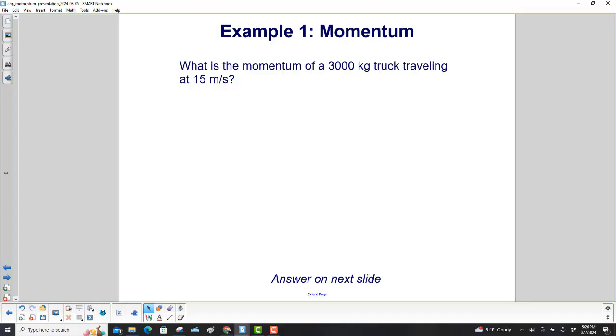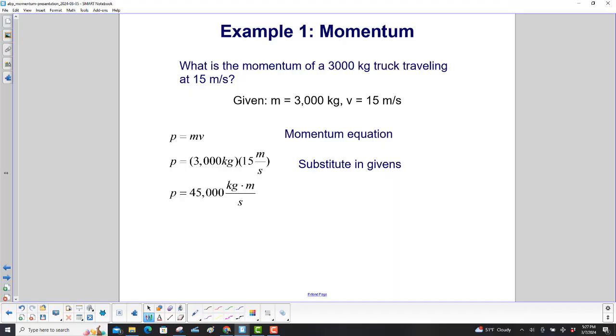Example 1, momentum. What is the momentum of a 3,000 kilogram truck traveling at 15 meters per second? Our givens are a mass of 3,000 kilograms and a velocity of 15 meters per second. We use our momentum equation, substitute in the variables, then do the math, and we get 45,000 kilogram meters per second.